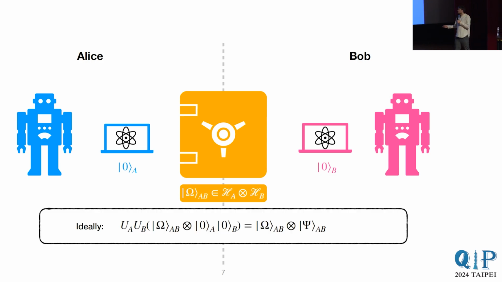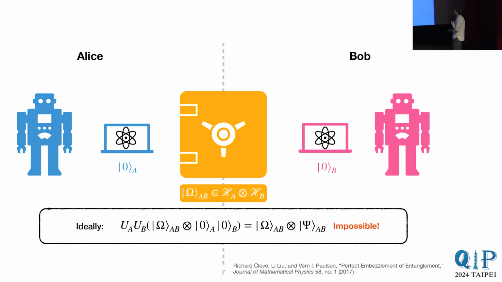Putting this into equations, what we ideally want is that we have some resource state omega, tensored with a product state, and we apply local unitaries, one for Alice, one for Bob. What they get out is, again, the resource state and some entangled state psi. They want the resource state not to change, because if it did change, you could potentially detect that they stole something from it. So this is the ideal scenario.